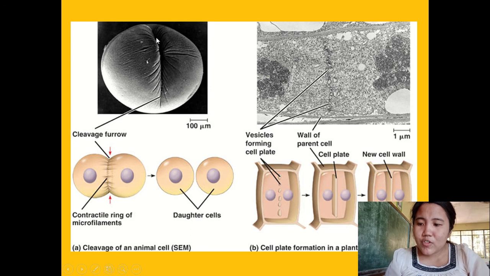This is a cleavage furrow of an animal cell, and this is the cell plate formation in a plant cell. So you can see in the animal cell, the formation of this cleavage, the force is from the outside, while in the plant cell, the force of division will start from the inside. So that is the difference between the animal cell and the plant cell.